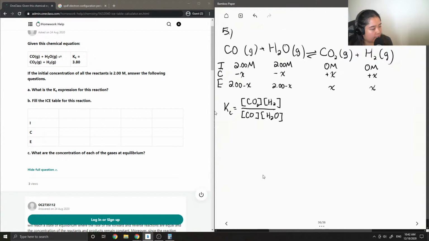So the question gave us the Kc value, which is 3.80. And instead of writing the concentrations, I'm going to write the expressions we found for all of them from the previous ice table. So if we have the concentration of CO2 and H2 both equal x, when you multiply it together, you get x squared. And then for the denominator, it's going to be 2 minus x times 2 minus x.